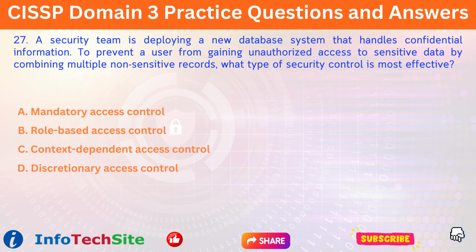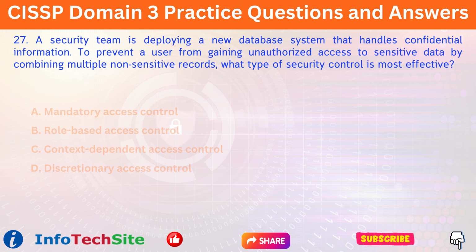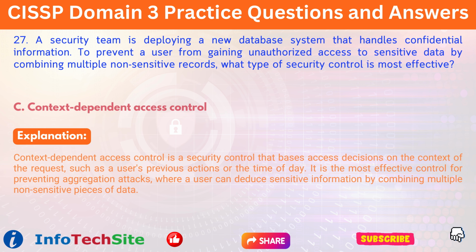27. A security team is deploying a new database system that handles confidential information. To prevent a user from gaining unauthorized access to sensitive data by combining multiple non-sensitive records, what type of security control is most effective? A. Mandatory access control. B. Role-based access control. C. Context-dependent access control. D. Discretionary access control. The correct answer is C.